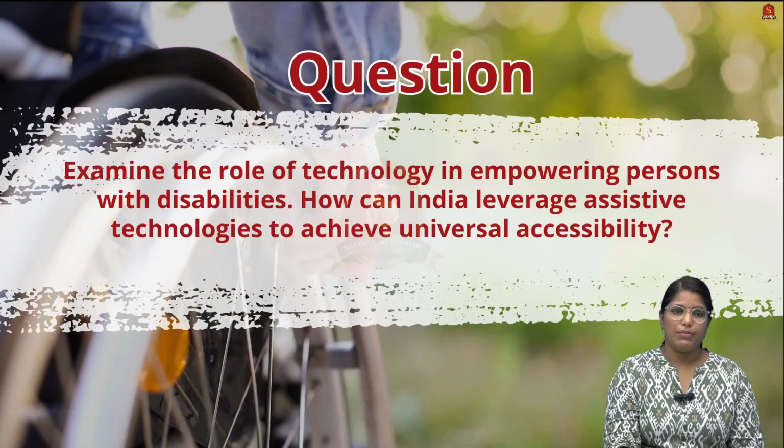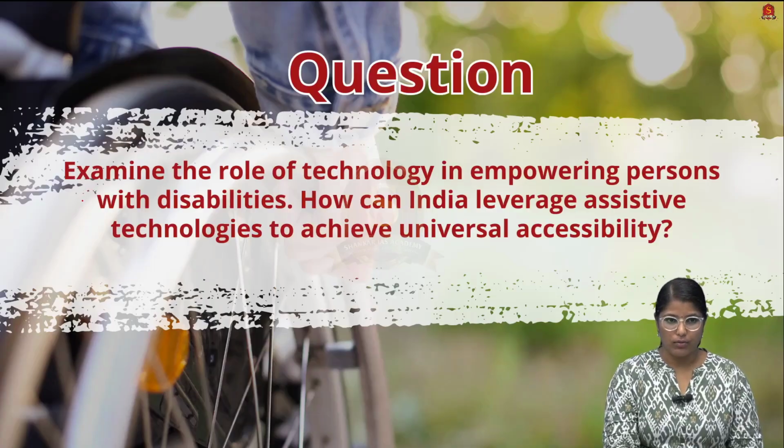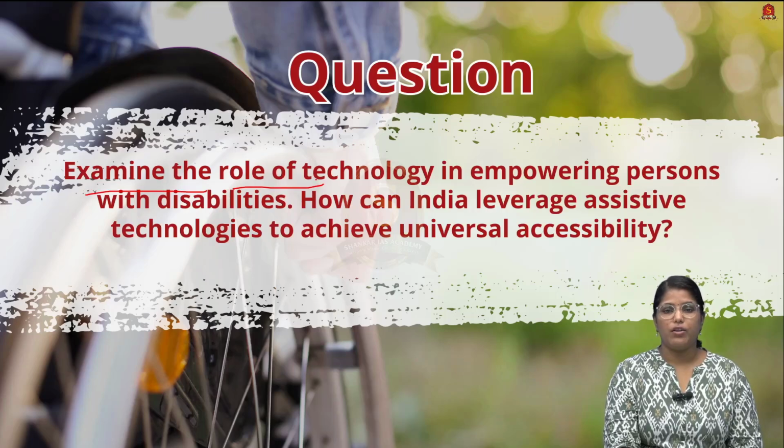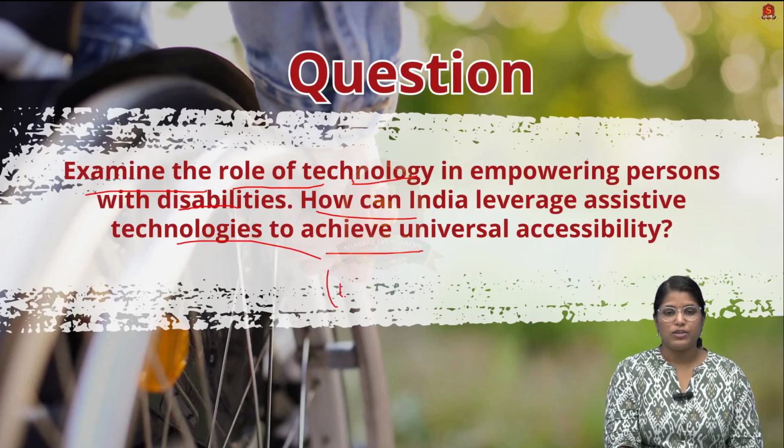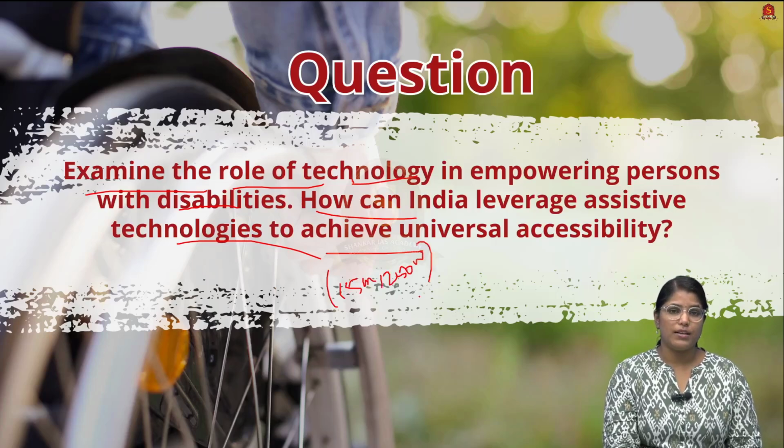Before that, I have a mains question for you. Let me read out the question. Examine the role of technology in empowering persons with disabilities. How can India leverage assistive technologies to achieve universal accessibility? So it is actually a 15-marker question for 250 words. You can write an answer and post it in the comment section so that we can review your answer.